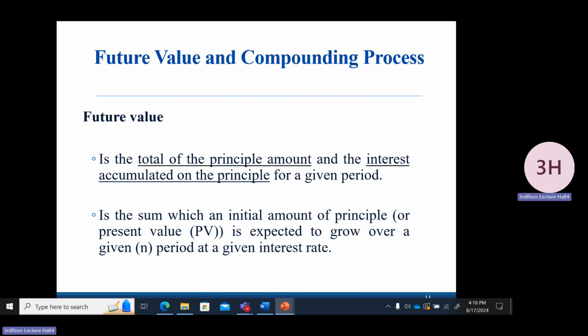Anyone who got this answer? A bank. Is it correct? Why not? Yes, this is your investment period.